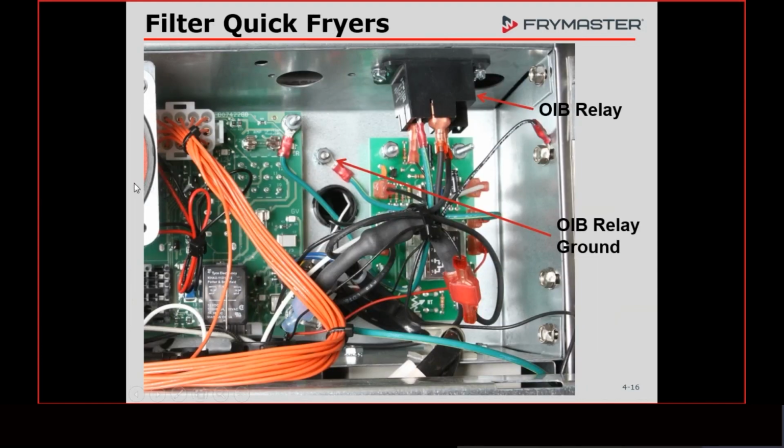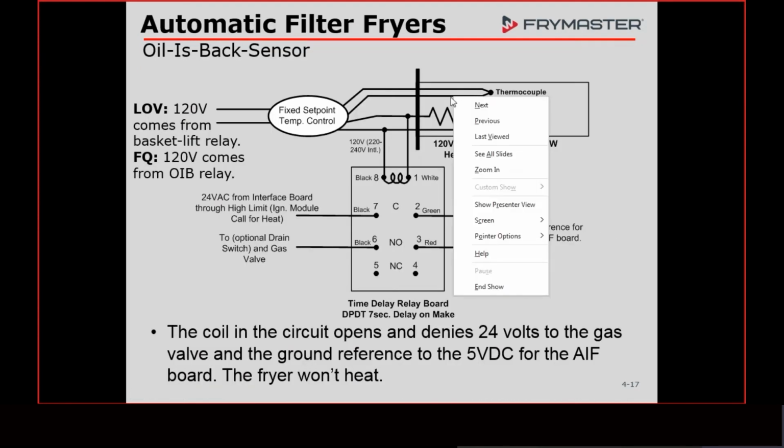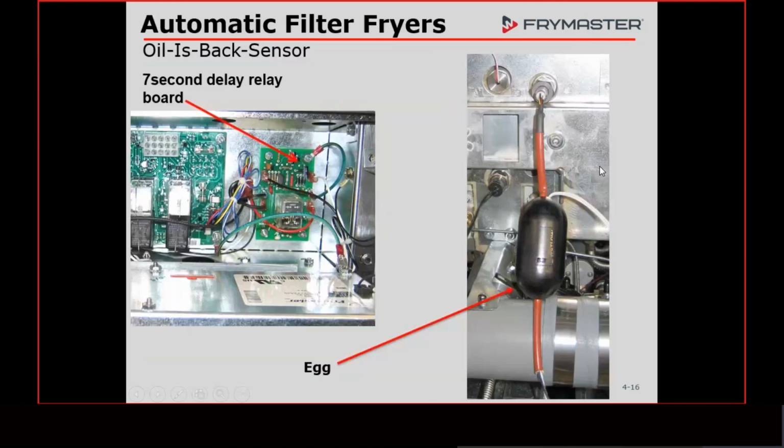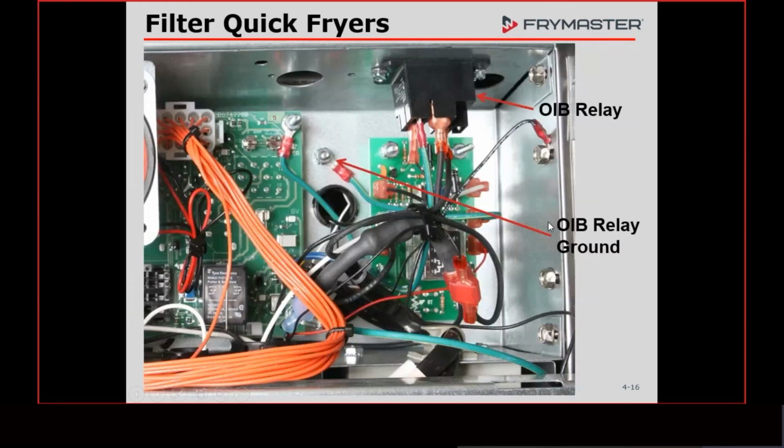If you're a non-McDonald's, some of our customers that buy these fryers do use basket lifts. So instead of using these relays, we had to put a separate OIB relay in there. This is a 12-volt DC coil. So when you turn the computer on, 12 volts DC goes to this relay. It energizes and sends 120 volts to our egg, which I was going to show you, the egg right here.